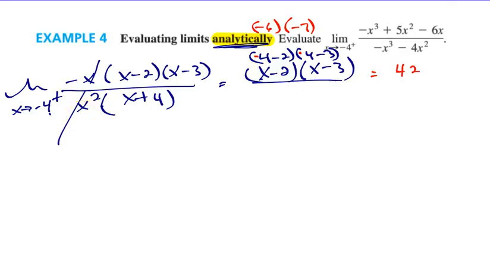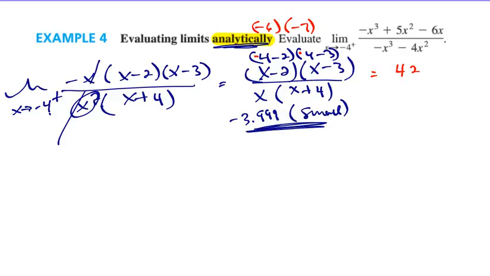Divided by, and this is where it gets tricky. I still have an x down below and an x plus 4. So this is going to be negative 3.999. And this is just going to be a really small number. So this is where that multiplication comes in handy. A small number times this gets really, really small. This is going to go negative small. And 42 over a really negative small number goes negative infinity. So any number divided by a small gets really big.